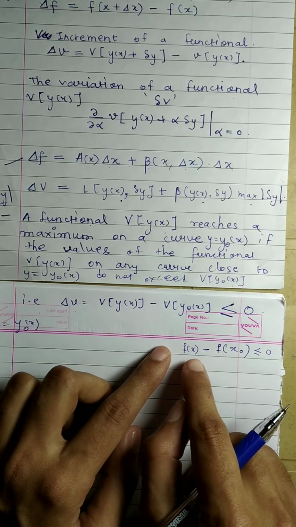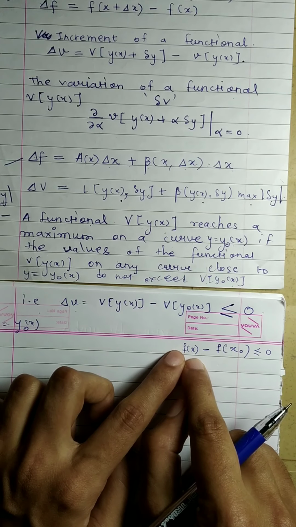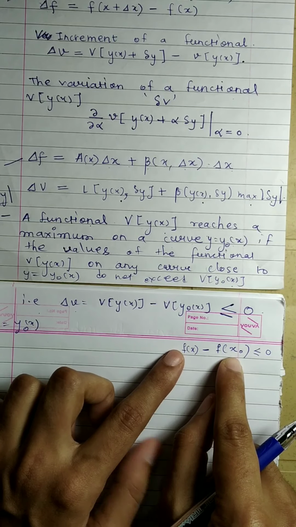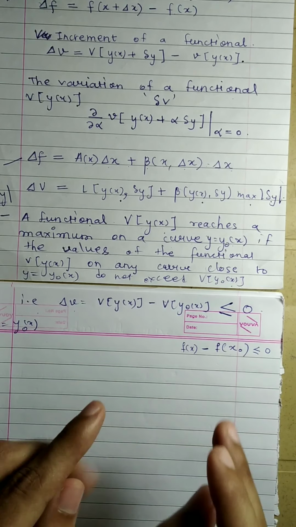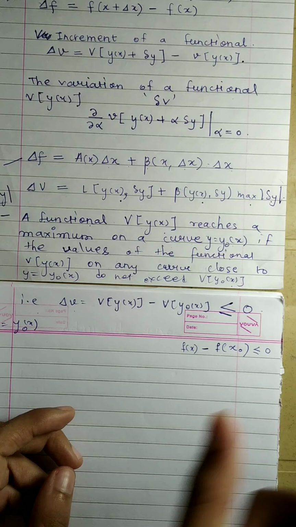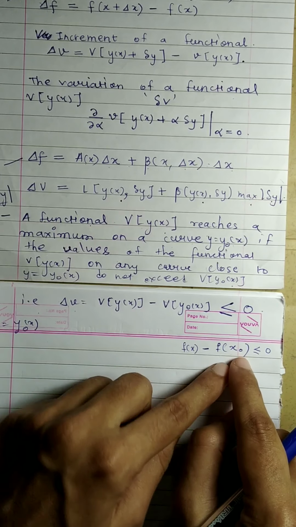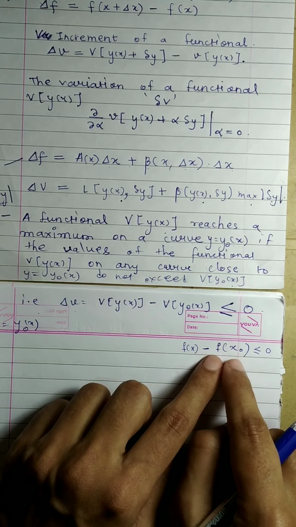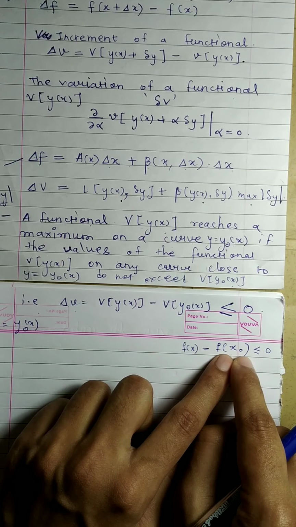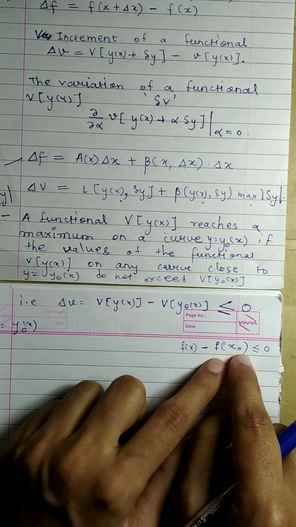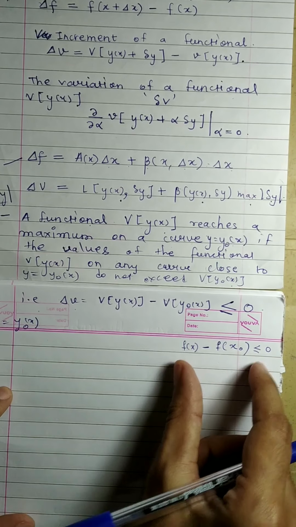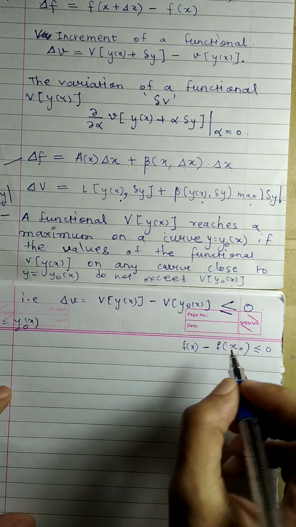And from where is this x chosen? This x is chosen from the neighborhood of x naught. So in the neighborhood, among close lying points, if the function has the greatest value at the point x naught, then it is called a maximum, a local maxima. Just to get the idea, I have related it to one variable.